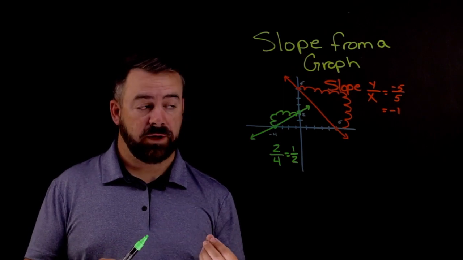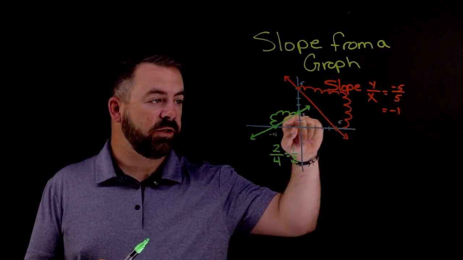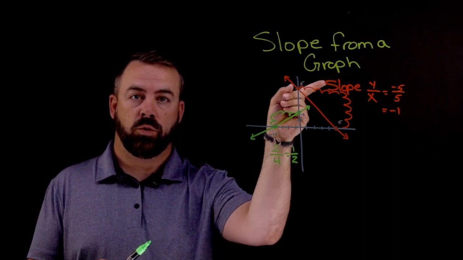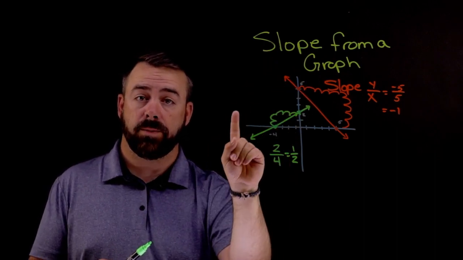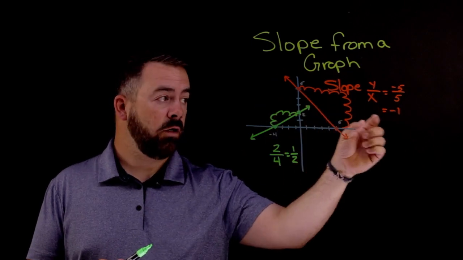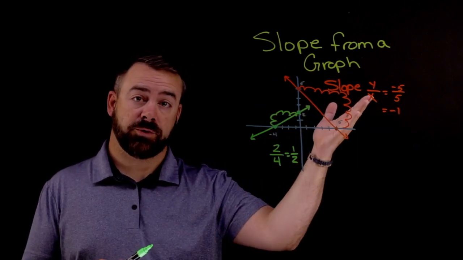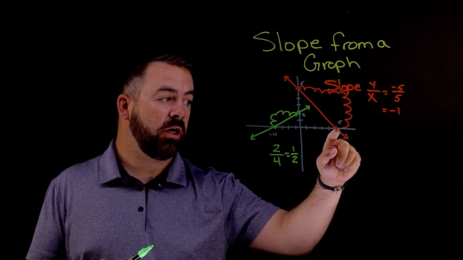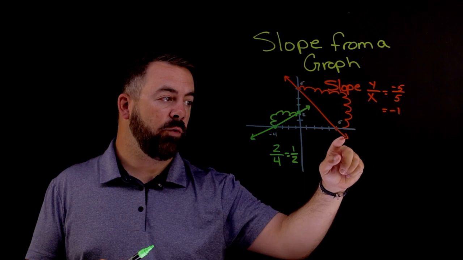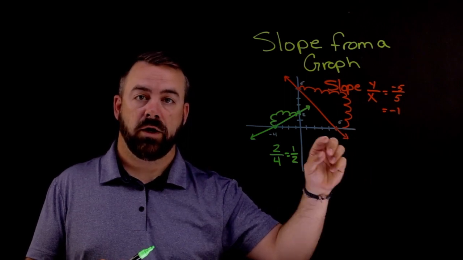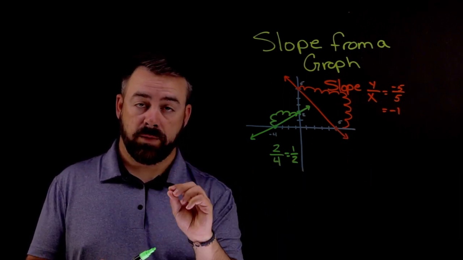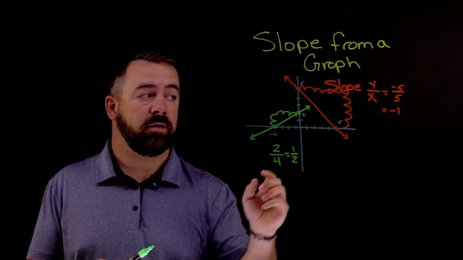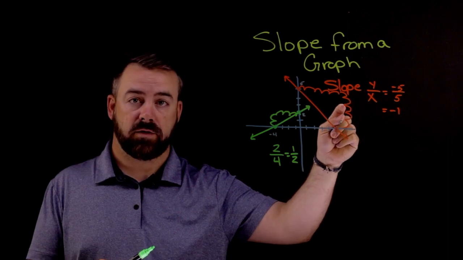So what that tells me is that this green line is going up 1, right 2. Up 1, right 2. But notice that it's up. The orange one, negative 1, tells me that if I want to continue to graph this line, I start at a dot and I move right 1, down 1, right 1, down 1 to get my negative. Remember, slope is always y divided by x.